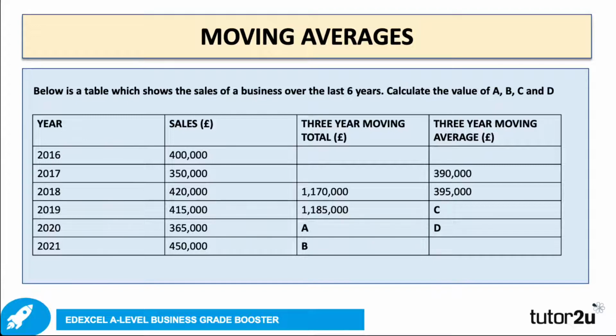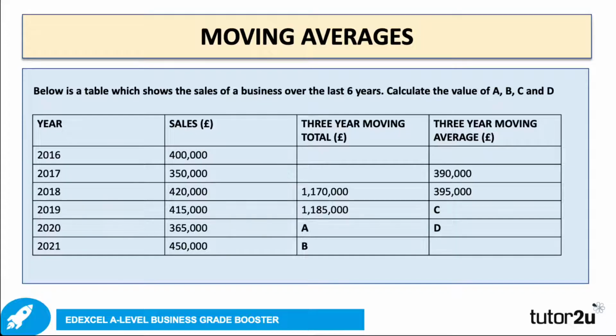So if we have a look at the sales here between 2016 and 2021, we can see that they are a bit erratic. So in 2016 there were 400,000, then in 2017 they went down to 350,000. Then in 2018 they went up to 420,000, then they dipped to 415,000, then they went down again to 365,000, and then they went up to 450,000.